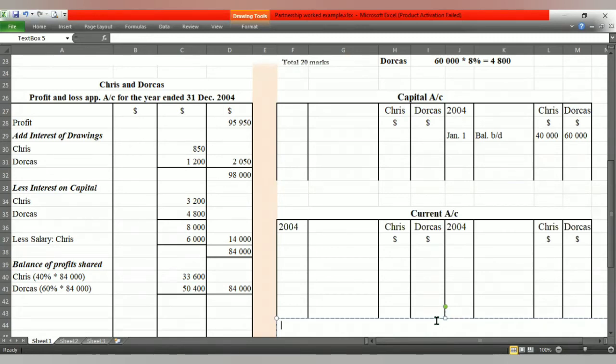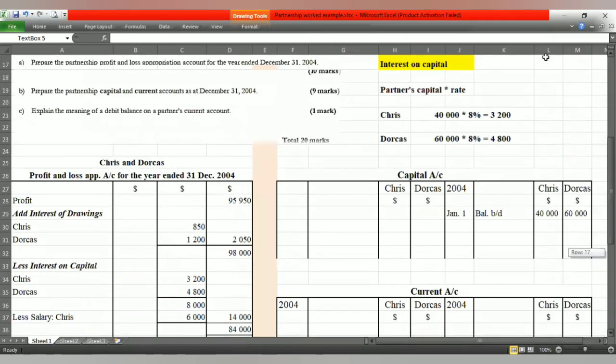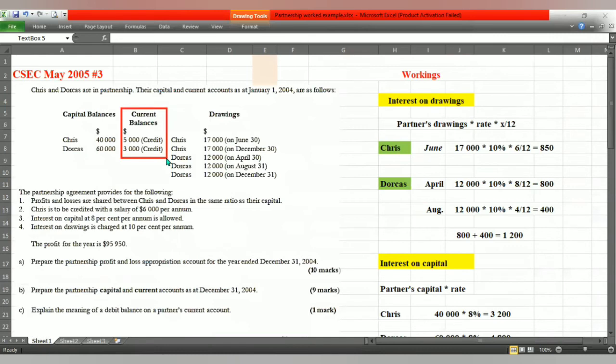If it's a credit balance, the business is owing the partners because that is what they have in the business. While if it is a debit balance, it means that the partner has withdrawn more than the value of what they have in the business, and therefore they are owing that balance to the business. In the current account, we're going to pick up everything that increases or decreases it, those items that affect the current account. The first thing that you will pick up from the question is the current account balances.